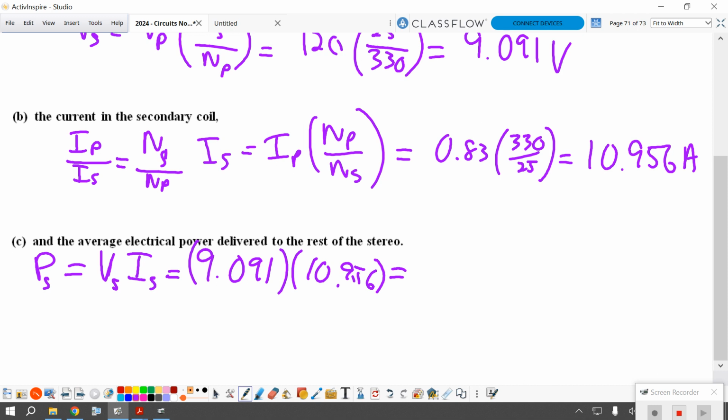You got it already? 99.601 watts. Hold on, one more time, a little slower. 99.601 watts. Cool. So just less than 100 watts for that.